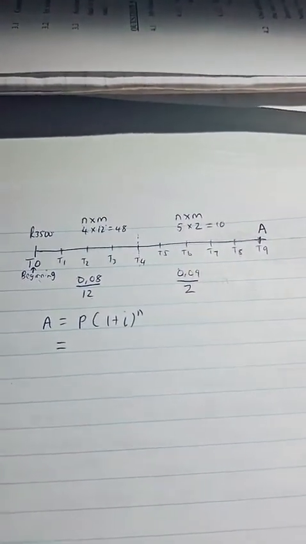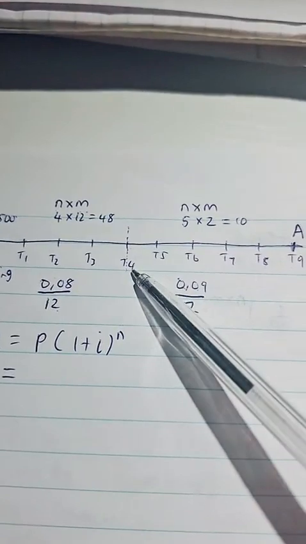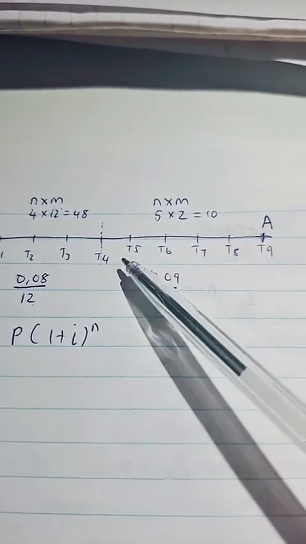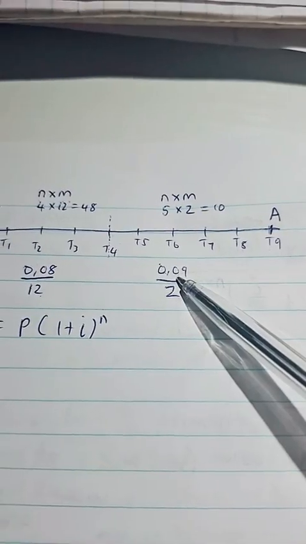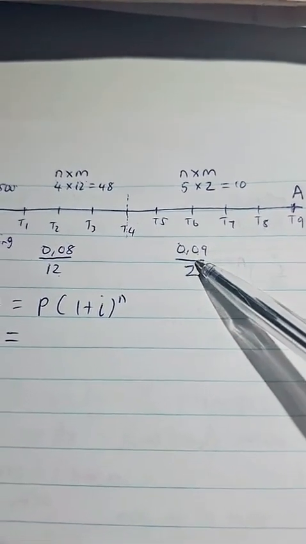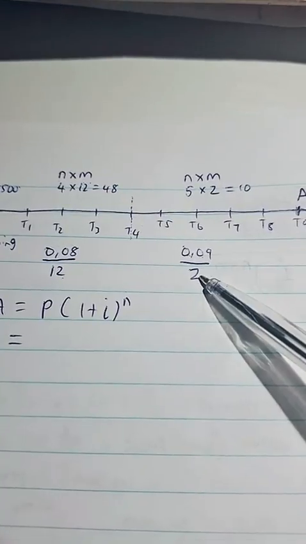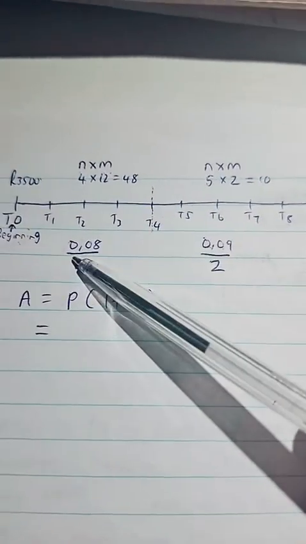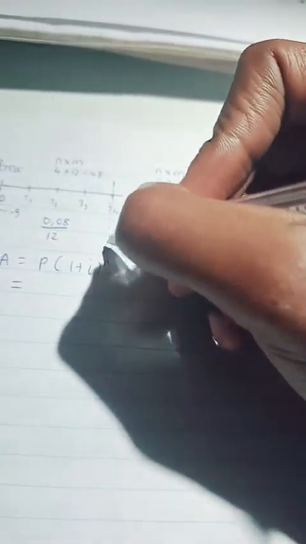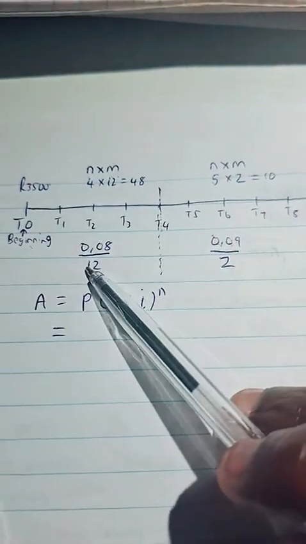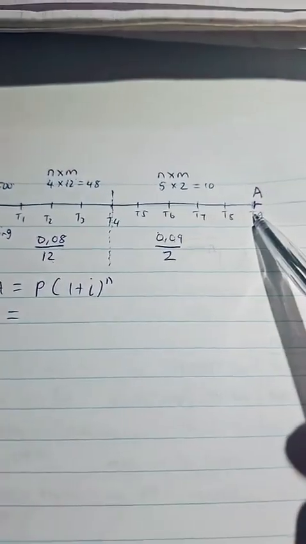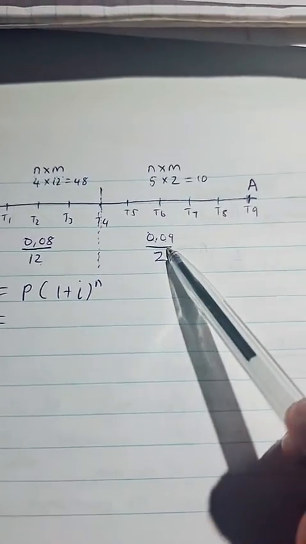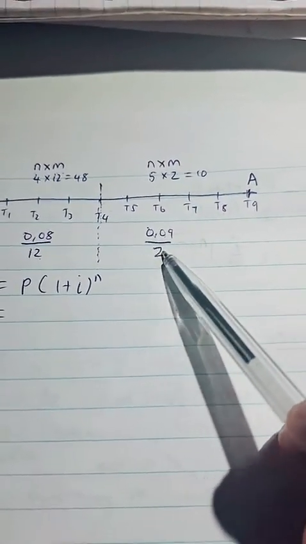Then, remember, we were told the following. Thereafter, the interest rate changes to 9% per annum, compounded half yearly. What does that mean? It means I change the interest rate from 8%. We are no longer dealing with 8% compounded monthly. For the next 5 years, as it says there, we are dealing with 9% per annum, compounded half yearly.